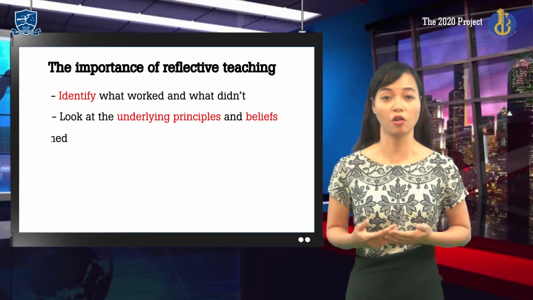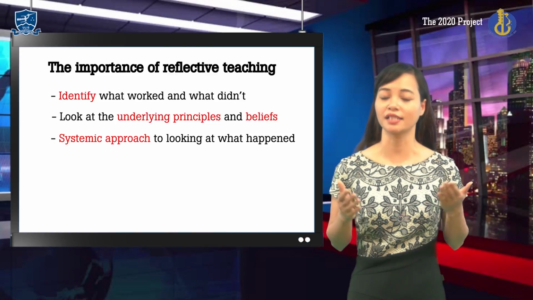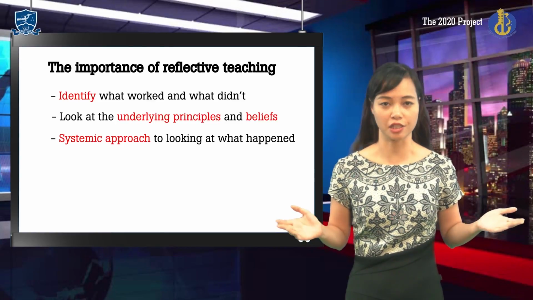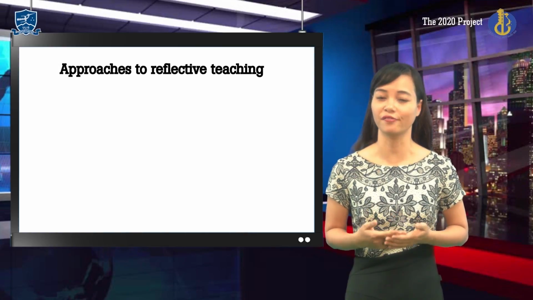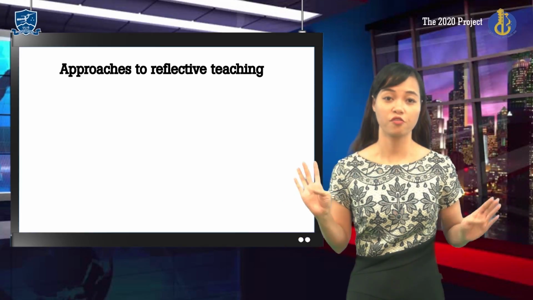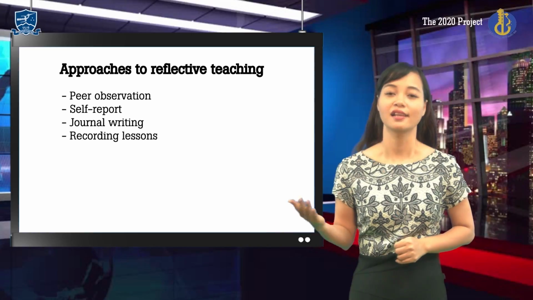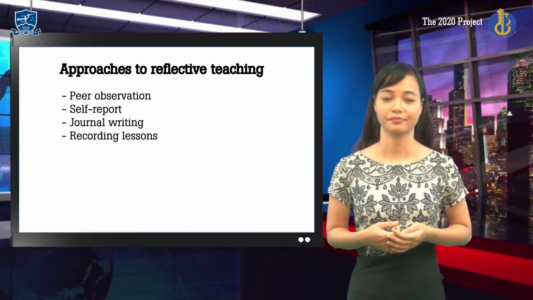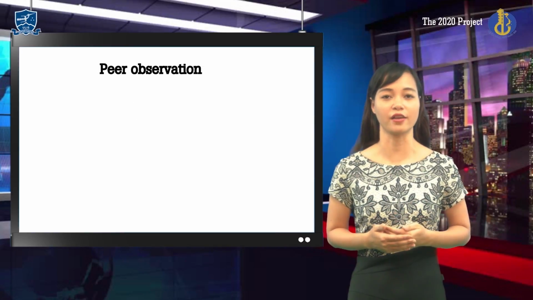Reflective teaching is also a systemic approach to looking at what happened. It requires patient and careful observation of the entire lesson's experience. There have been numerous approaches to reflective teaching. In this section today, we would like to introduce the four most popular approaches, namely peer observation, self-report, journal writing, and recording lessons.